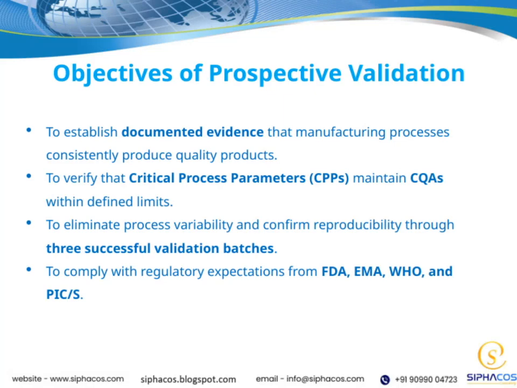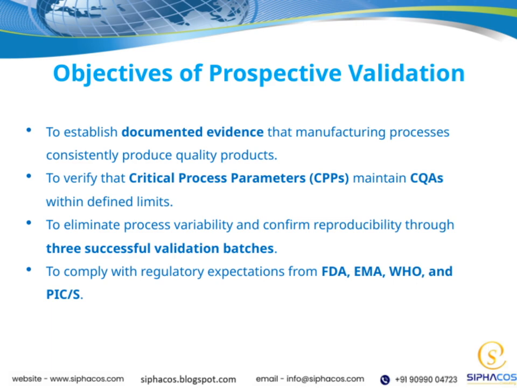Today, I want to talk about the main objectives of prospective validation. First, it's about establishing documented evidence that our manufacturing processes consistently produce high-quality products. This means we need solid proof that what we make meets our quality standards every time. Next, it's crucial to verify that our critical process parameters, or CPPs, stay within their defined limits to ensure our critical quality attributes, or CQAs, are consistently achieved. In other words, we want to be confident that the process controls are effective and stable.